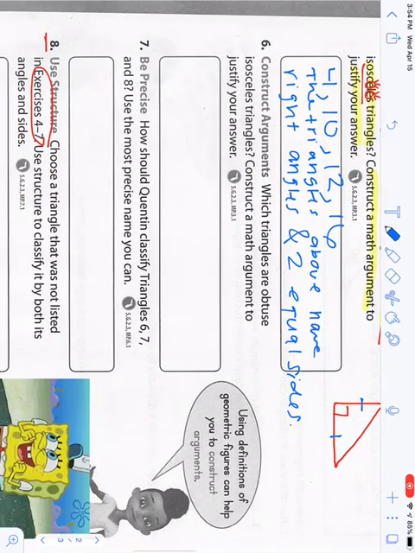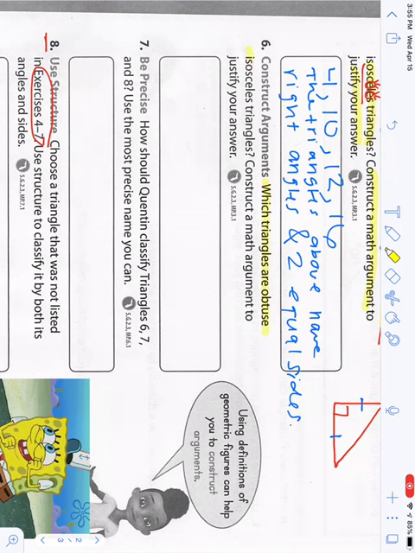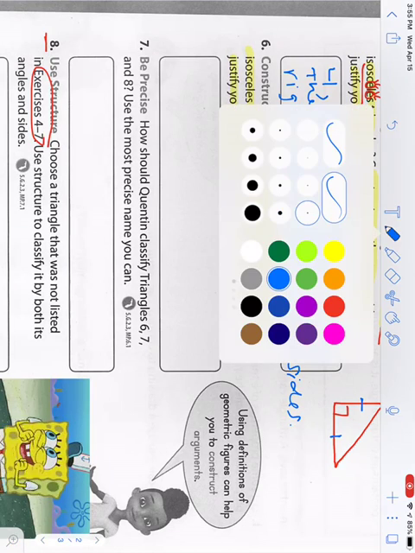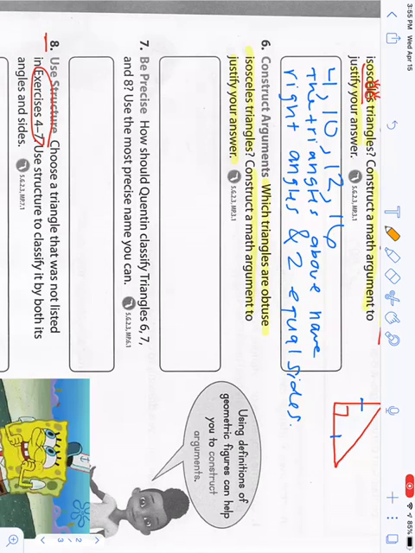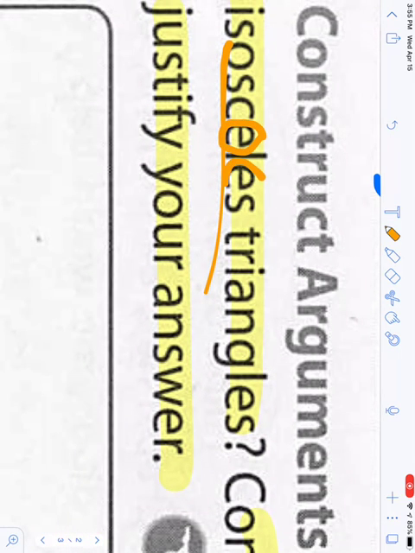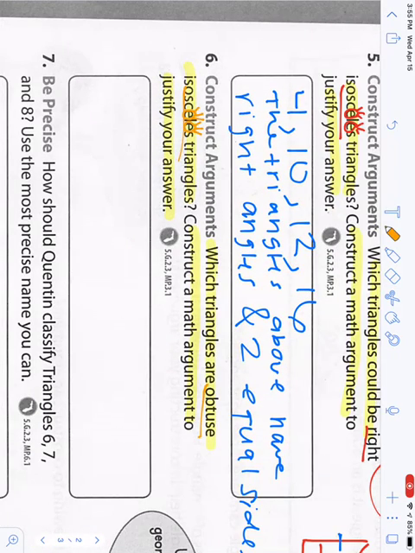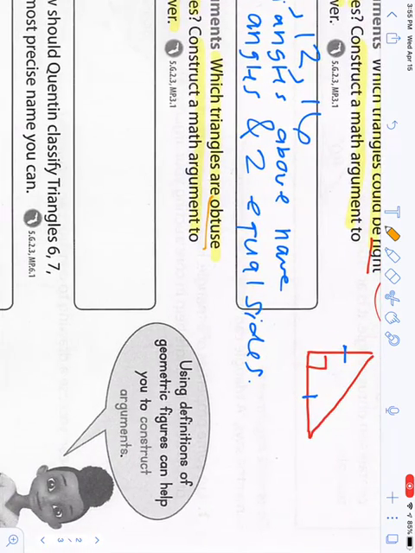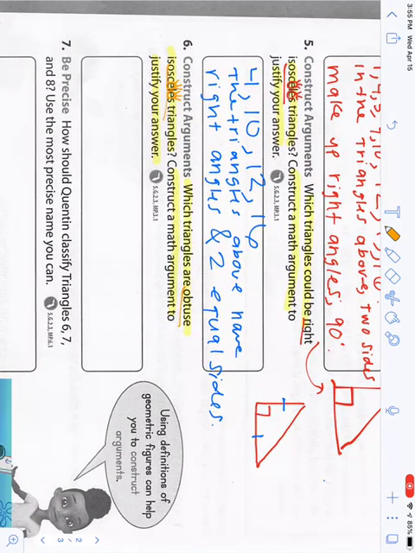Alrighty, y'all, moving right along here. Number 6. It says, which triangles are obtuse isosceles triangles? Construct a math argument to justify your answer. I'm going to grab a different color. And again, we just have to be knowledgeable about what is obtuse and what is isosceles. Well, again, I'm going to keep it creepy and do these little eyeballs in isosceles, because when I see 2 equal, I got to see 2 e's. I'm going to move it to the side. I'm going to draw an obtuse isosceles triangle. So that is obtuse, but isosceles means 2 equal.